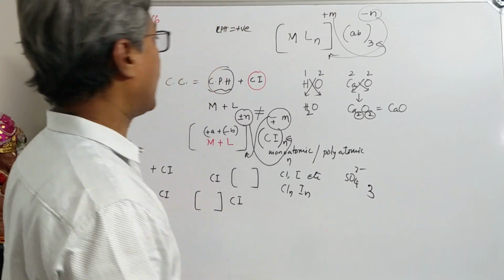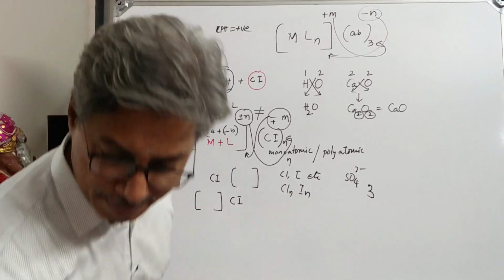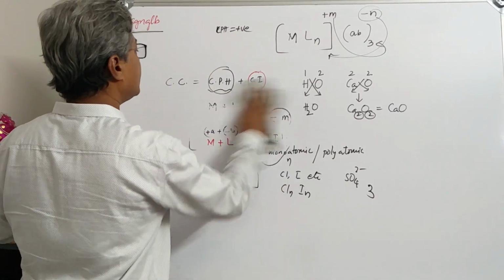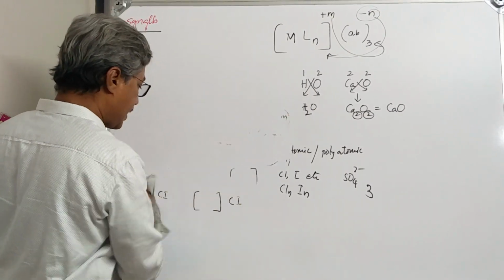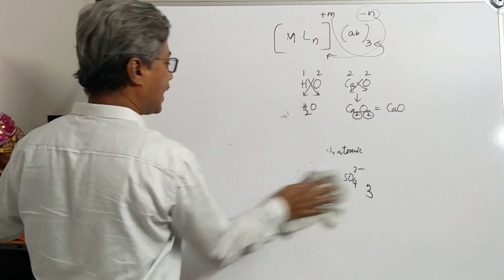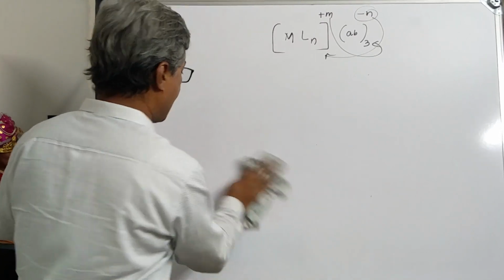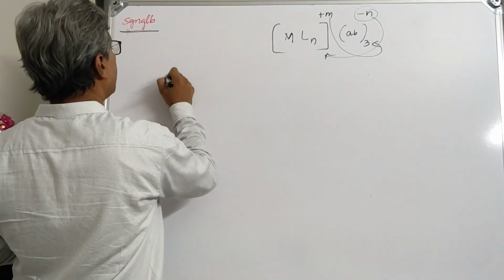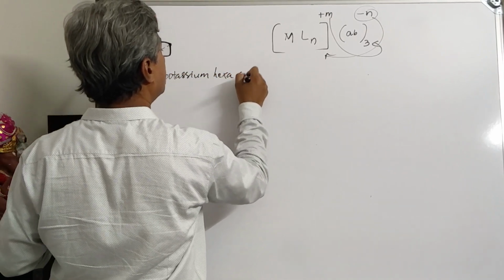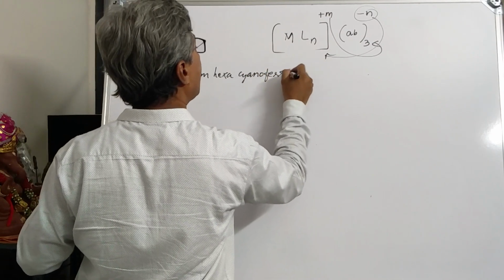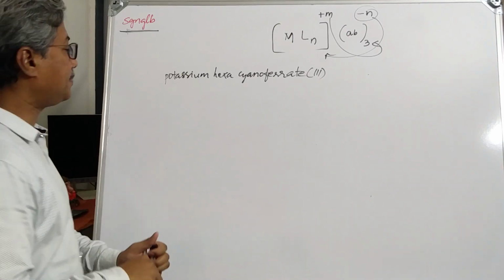Is it clear? Okay. Let us understand this. It will be more clear if you try to solve some problems. Let's take some example. Let us take potassium hexacyanoferrate(III) as the example. Okay.